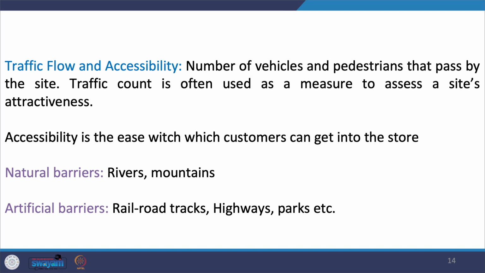Along with this, what we need to consider is definitely accessibility. This indicates the ease with which customers can get into the store. We need to consider the facet of barriers with respect to this. There can be natural barriers like rivers and mountains, but you can also have artificial barriers like rail tracks, road tracks, highways and parks. All these basically amount to artificial barriers.